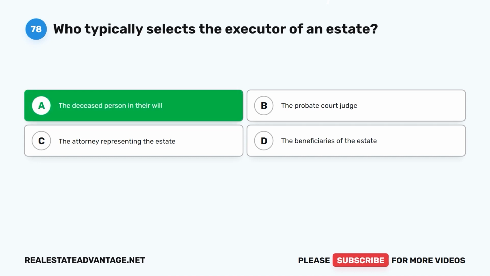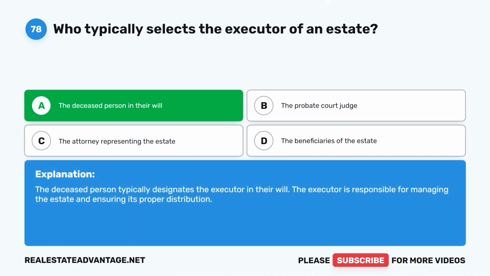The correct answer is A. The deceased person in their will. The deceased person typically designates the executor in their will. The executor is responsible for managing the estate and ensuring its proper distribution.